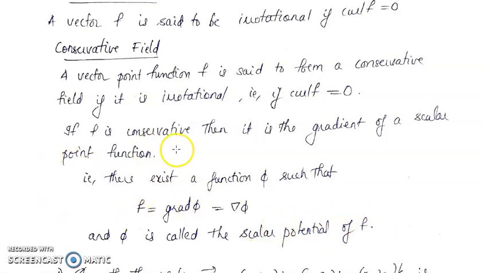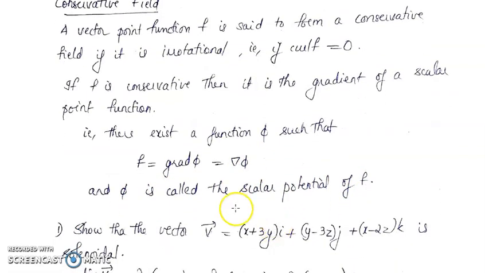So therefore, if f is conservative, f can be represented as the gradient of a scalar function phi, and that phi is called the potential function or scalar potential of f. So using these results, we will see a few problems. We will look at how to check whether a vector field is solenoidal, irrotational or conservative, and how to find the potential function for a conservative vector field.